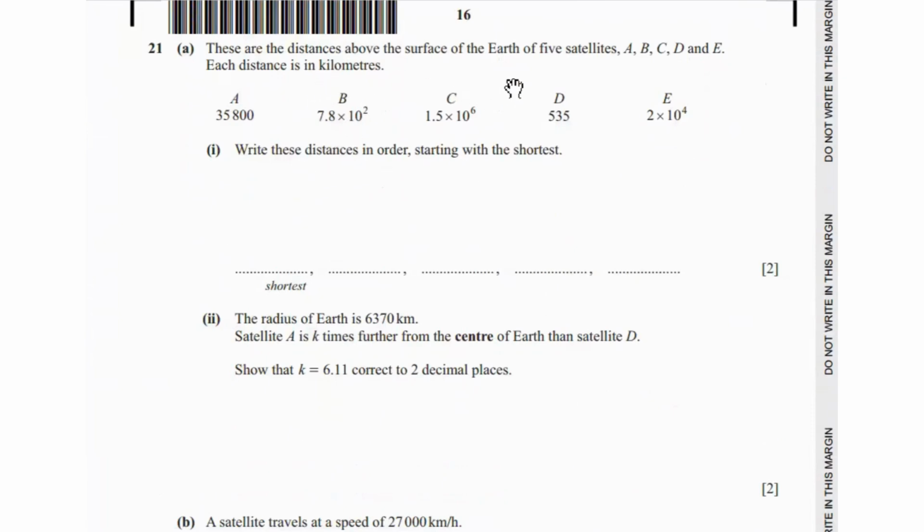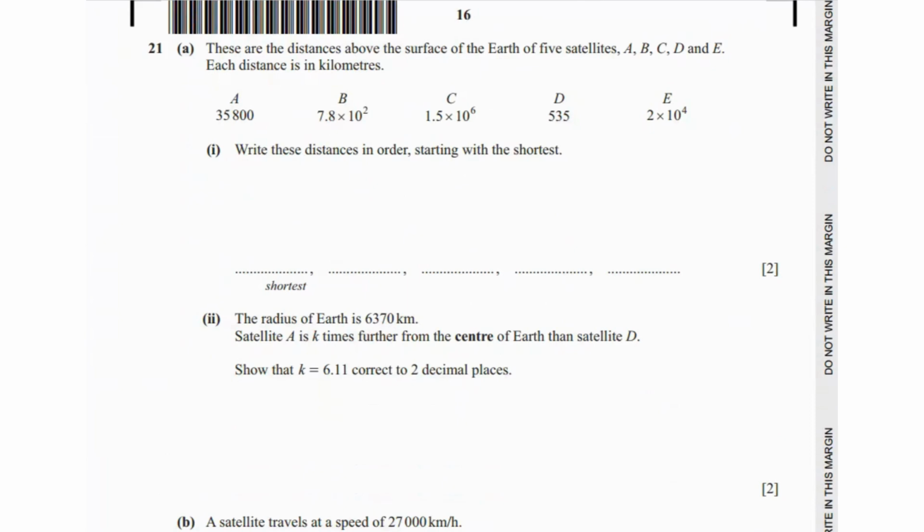Then these are the distances above the surface of the Earth of 5 satellites A, B, C, D, and E. Each distance is in kilometers. A is 35,800, B is 7.8 times 10 squared, C is 1.5 times 10 to the power of 6, and D is 535. E is 2 times 10 to the power of 4. Write these distances in order starting with the shortest.